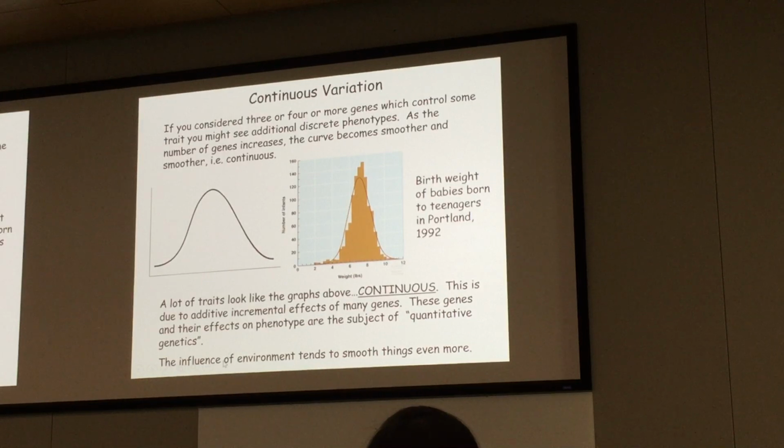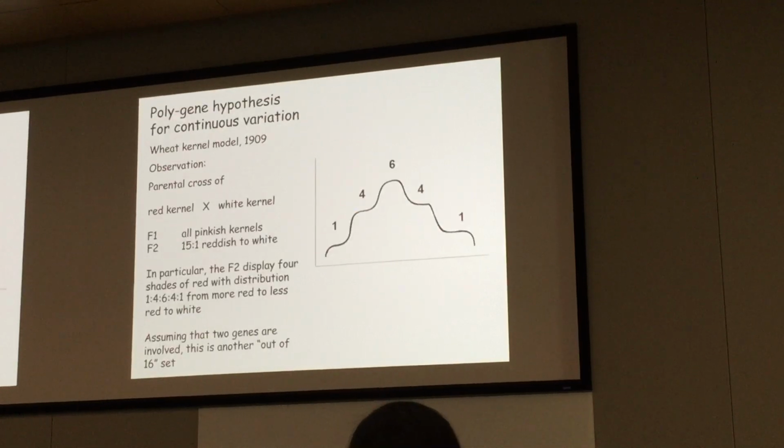The last point is we'll talk about environment. Environment can smooth things out even more as well. So the first example here is to illustrate the idea that if you consider multiple genes and consider the idea that they add together in some way to generate a phenotype, you start to generate this continuity in phenotypic curves rather than those discrete examples.